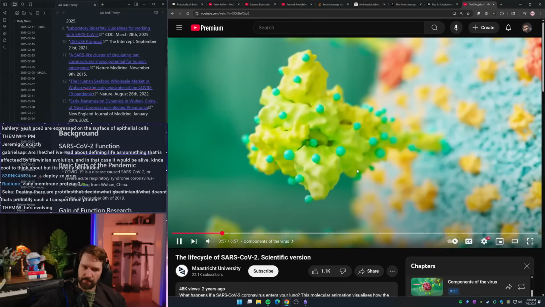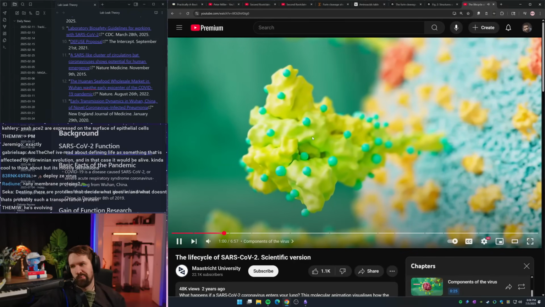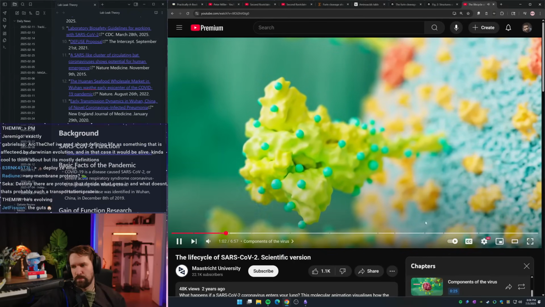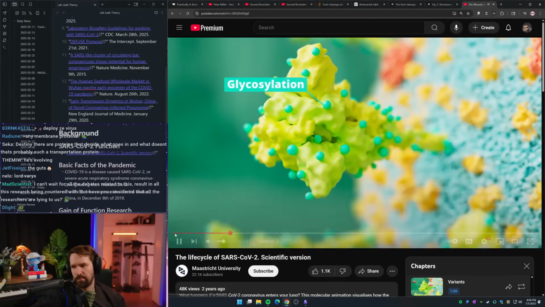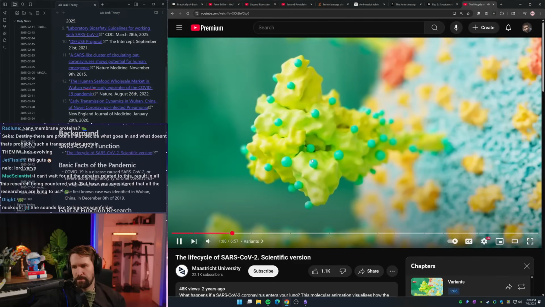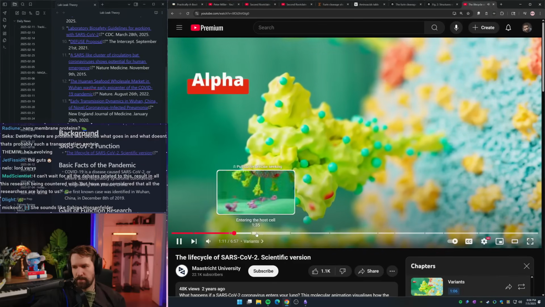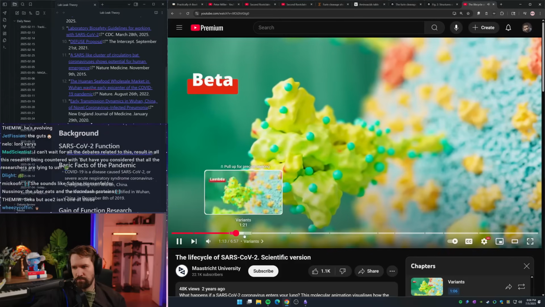The spike protein is responsible for making contact with the host cell and starting the infection. It's glycosylated, meaning it has a coat of sugars that hides it from the body's immune system. Many of the variants of SARS-CoV-2 are characterized by mutations on this spike protein.